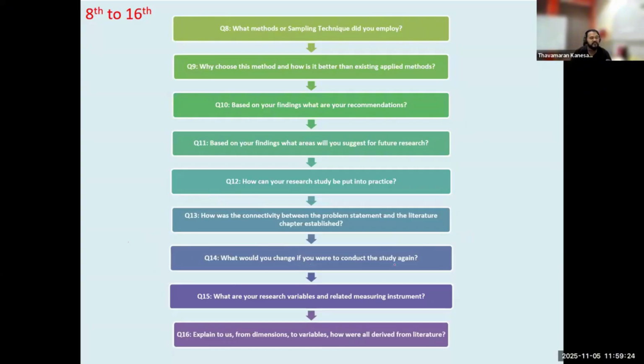What would you change if you were to conduct the study again? What are your research variables and related measuring instruments? It's not easy to answer, but look at the next question. Explain to us from dimensions to variables how all were derived from literature. This is for the conceptual framework, but for every other section, this is how deep they can go.